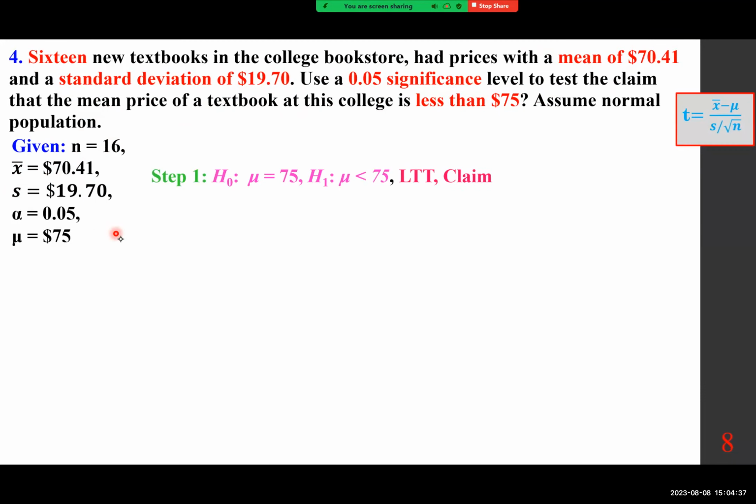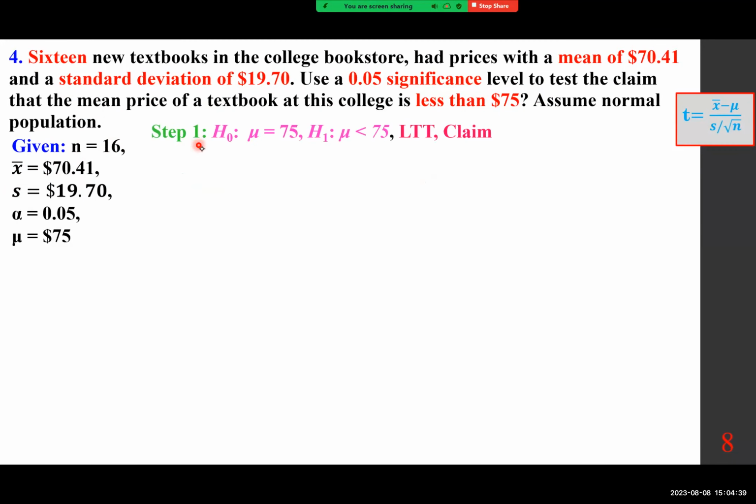So basically, we are going to write the first step as the previous one. We are just changing the number. H0: mu is 75, H1: mu is less than 75. This is still a left tail test, and that's the claim.